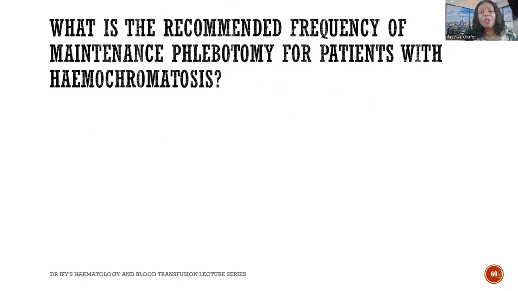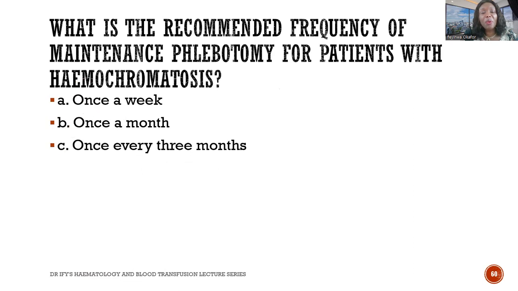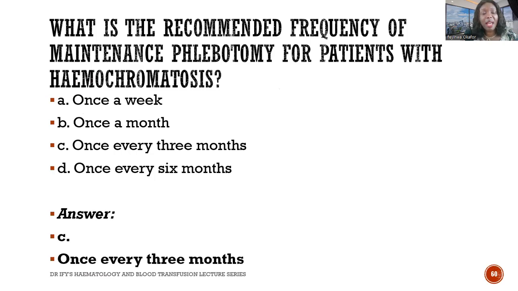What is the recommended frequency of maintenance phlebotomy for patients with hemochromatosis? Once a week, once a month, once every 3 months, once every 6 months. Answer C, once every 3 months. The maintenance phlebotomy for patients with hemochromatosis is once every 3 months, at most once every 4 months.